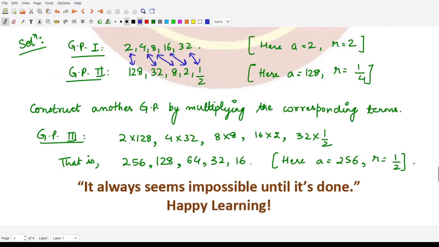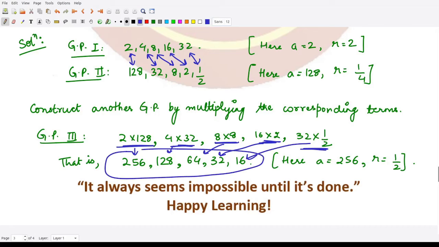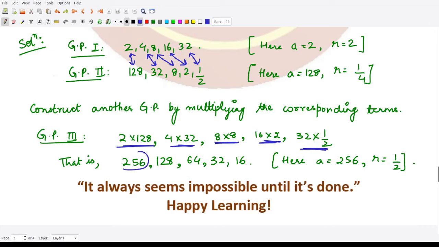So that we have the third GP, it would be 2 into 128, 4 into 32, 8 into 8, 16 into 2, 32 into 1 by 2, as I have told you, right? So solving them, we obtain 256, 128, 64, 32 and 16. So this is our GP, and we need to find the sum of these 5 terms. So here you can clearly see the first term is 256, and the common ratio, when you divide each successive term, you would have as 1 by 2.